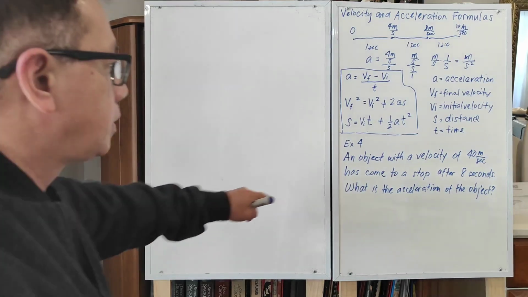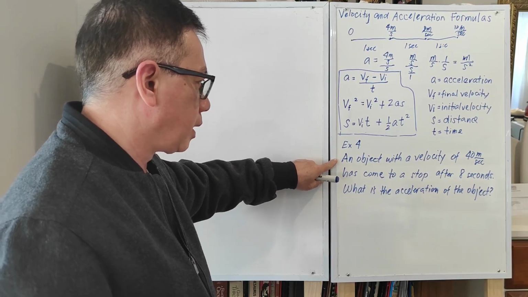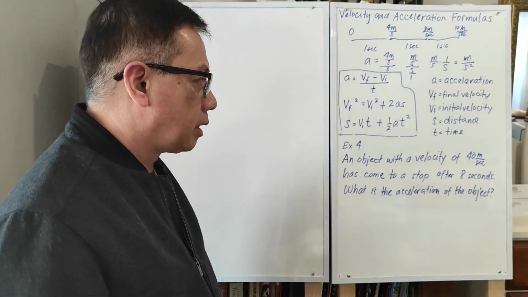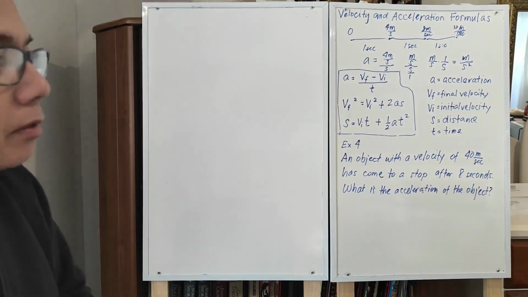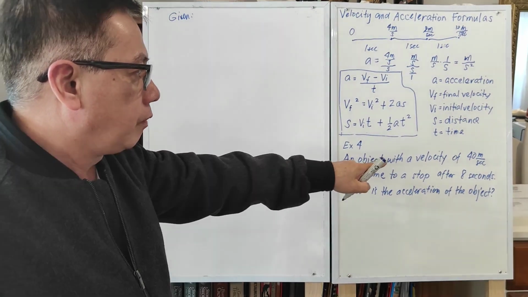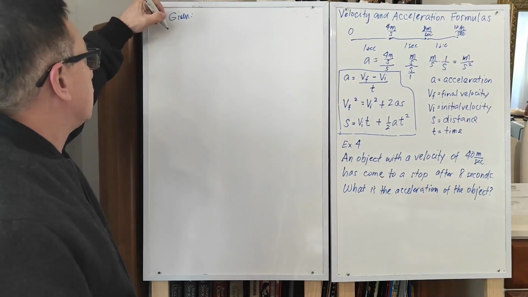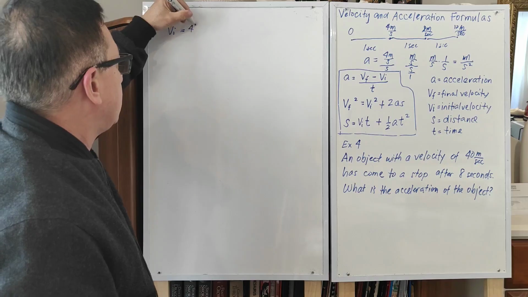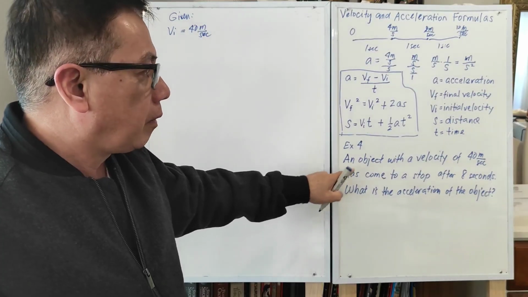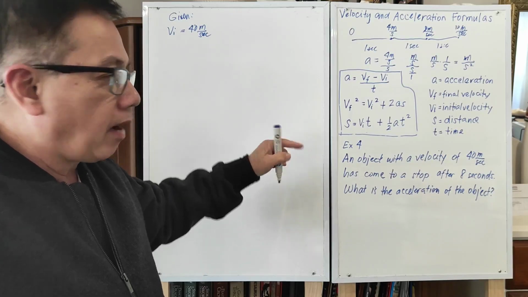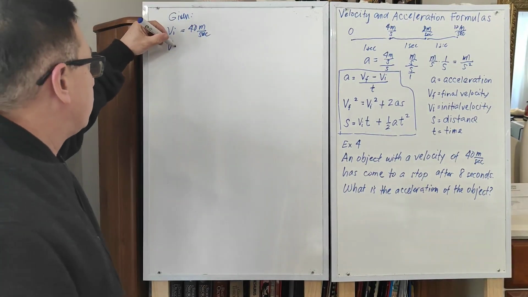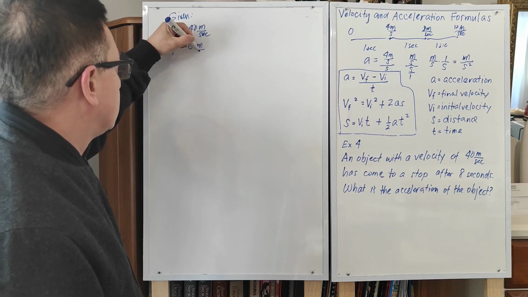Example 4. An object with a velocity of 40 meters per second has come to a stop after 8 seconds. What is the acceleration of the object? So let us first write what are the given factors. An object with a velocity of 40 meters per second, so this will be an initial velocity, 40 meters per second. Now, it has come to a stop after 8 seconds, so it means the final velocity is 0 meters per second.